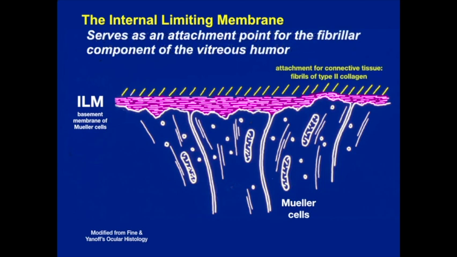Extracellular matrix is attached to the basal lamina of the cells. The ILM serves as the attachment point for the fibrillar component of the vitreous humor, which is composed of fibrils of type 2 collagen.